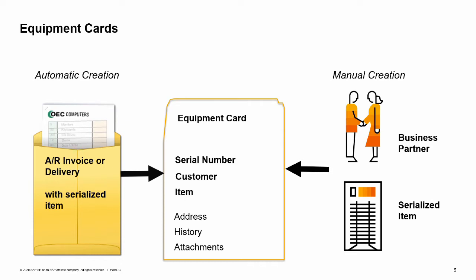An AR invoice or delivery can trigger the creation of an equipment card for a serialized item once appropriate settings have been made on the item master. We discuss these settings later in this course topic. Or you can create an equipment card manually. This is useful if you provide services for items you do not sell yourself. From inside an equipment card, you can view related service calls or even create a new service call.